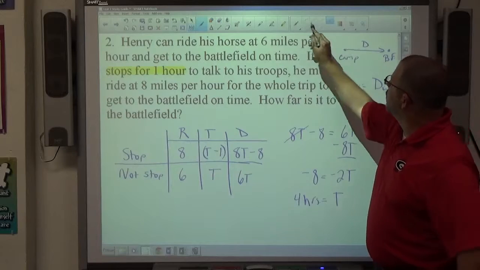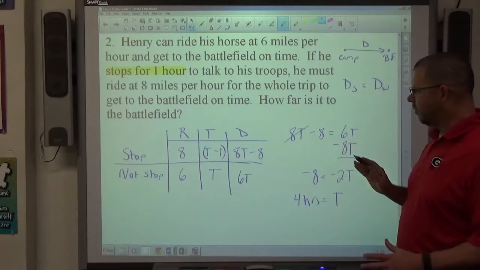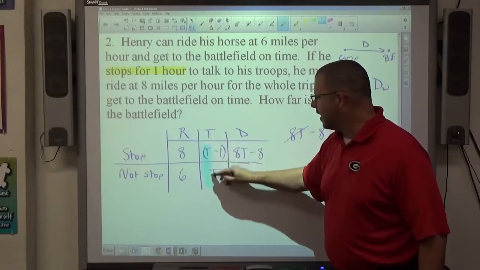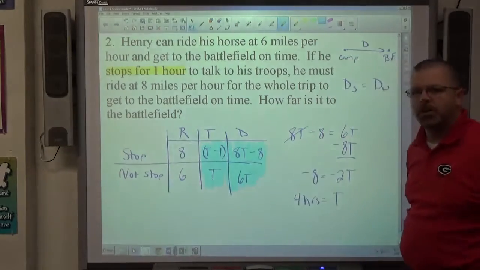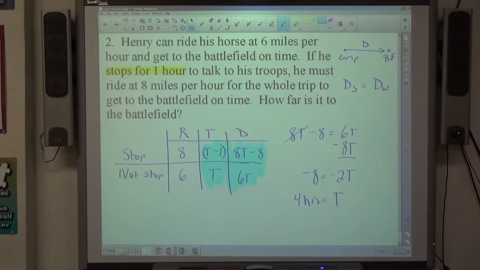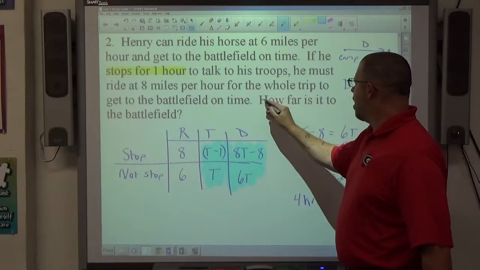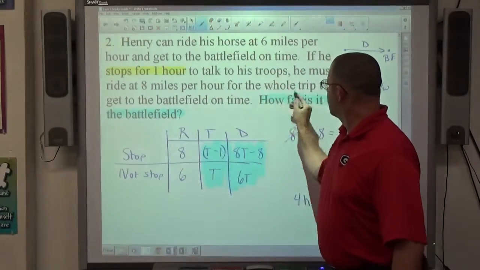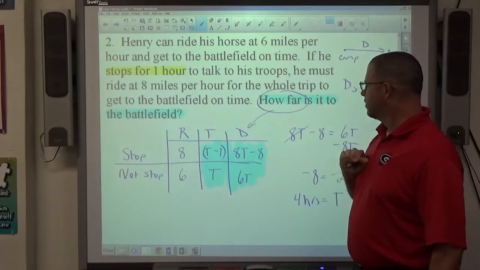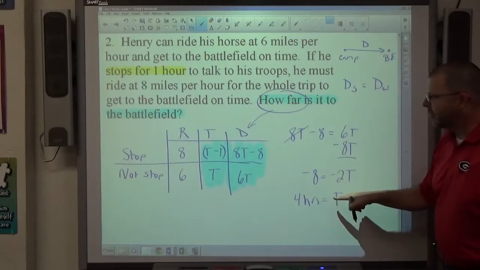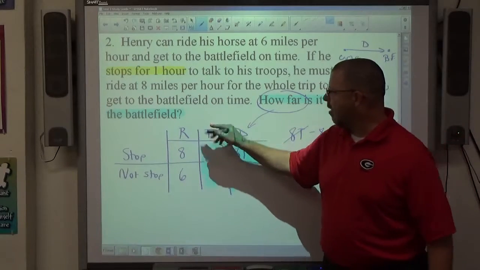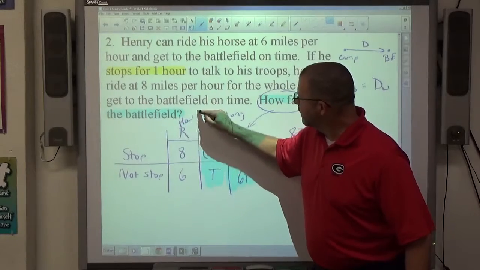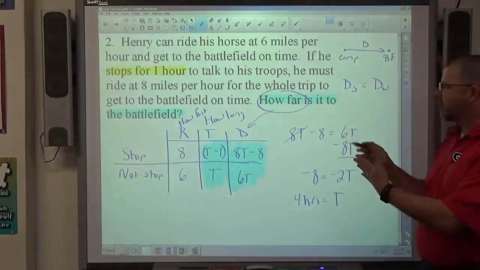Alright? And again, what I want you to recognize on this problem, and what you have to really realize every time, is you got 6 boxes here every time. Every box containing a letter, which are these 4 boxes, represents something you don't know. They can ask for any one of those 4 things. The question says, how far is it to the battlefield? How far is a distance. Alright, so t is equal to 4 hours, that's a time. Time would be how long. R would be how fast. So a question of how far is a question of distance.